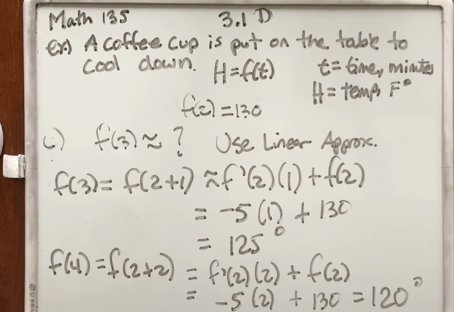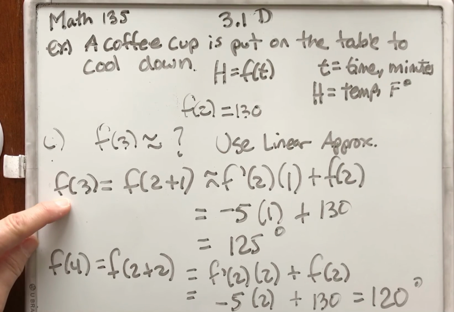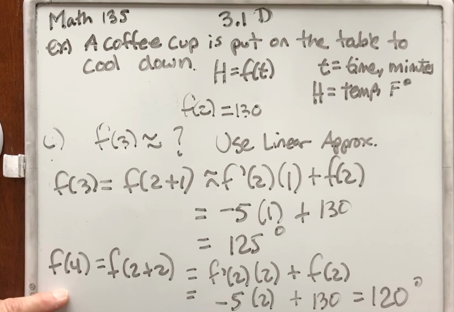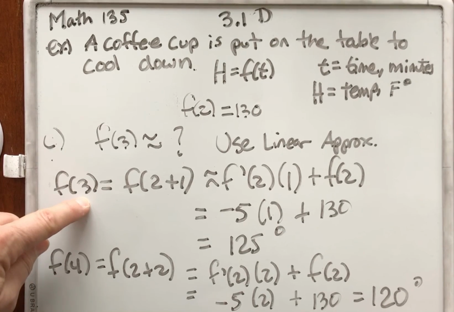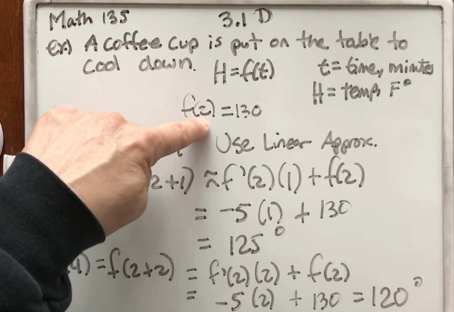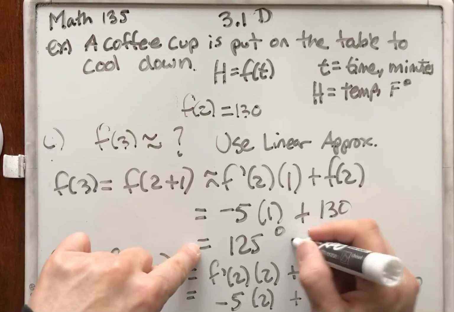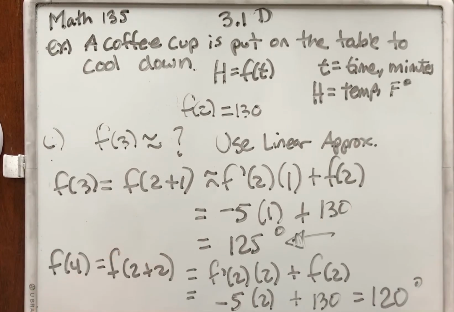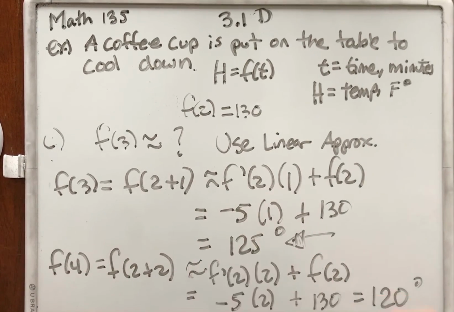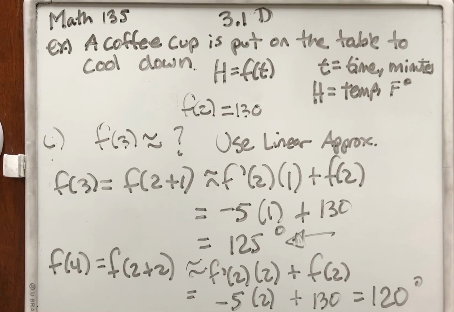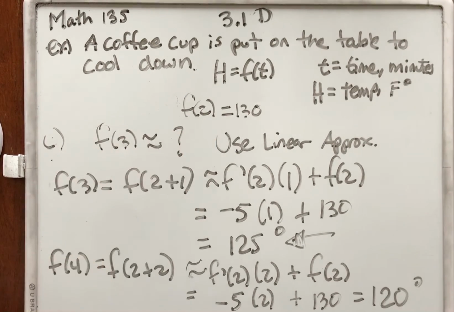Okay, now notice something. F of 3 is going to be more accurate than f of 4. Now, why would that be the case? F of 3 is closer to f of 2. Notice 3 is closer to 2. So this is going to be more accurate than this would be. Remember, these are approximations. I forgot to put approximately. These are approximations, but this approximation is going to be more accurate because 3 is closer to 2.